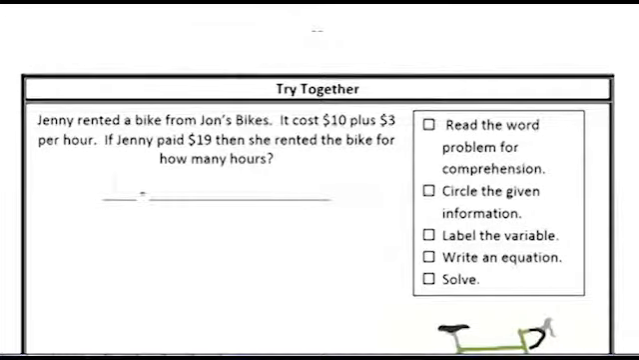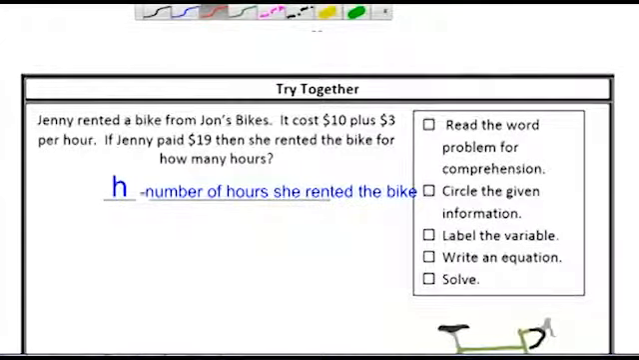$3 per hour, that's repeating. To me, that sounds like multiplication. It's taking however many hours, groups of 3, so times 3. Jenny paid $19. Well, that's my equals. That's the end. That's the final amount she paid. My variable is H for number of hours. And you can use X. I like to use variables that represent what I'm looking for.